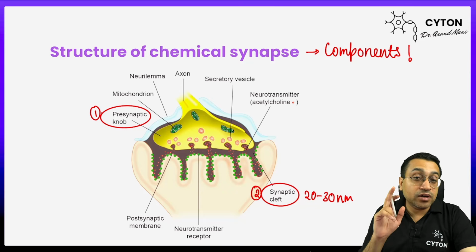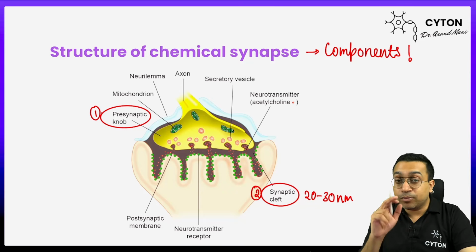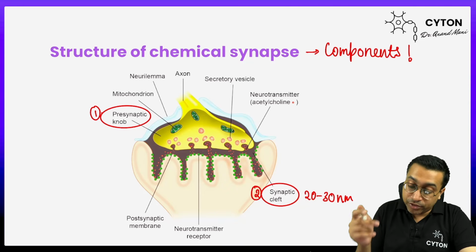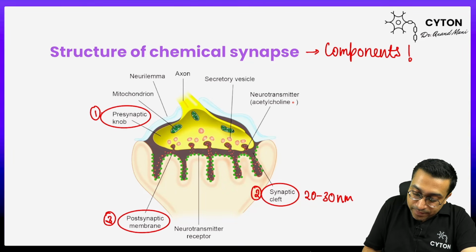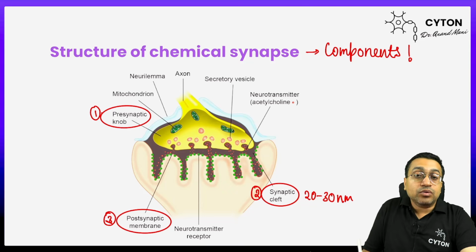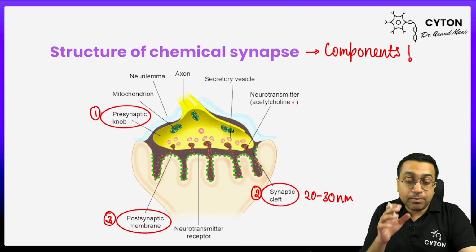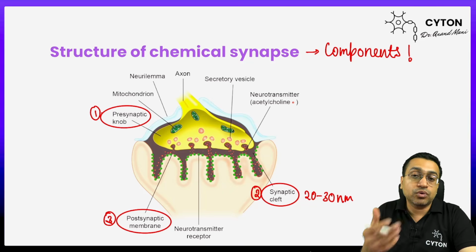Then you have the third very important component, that is the postsynaptic membrane, or process. This is the membrane of the postsynaptic neuron that has receptors for the neurotransmitters.